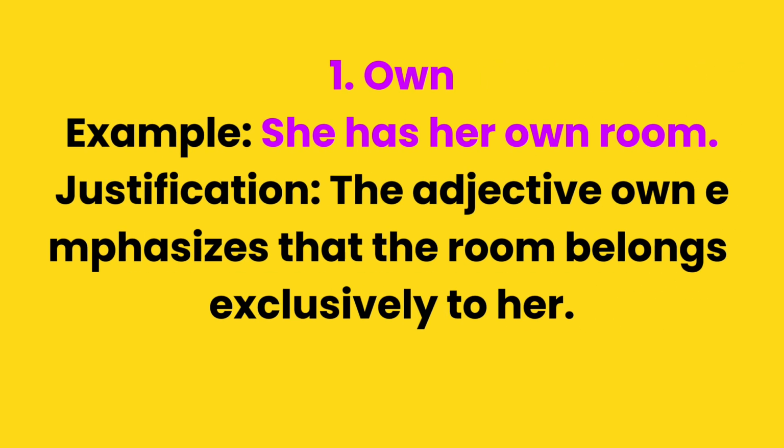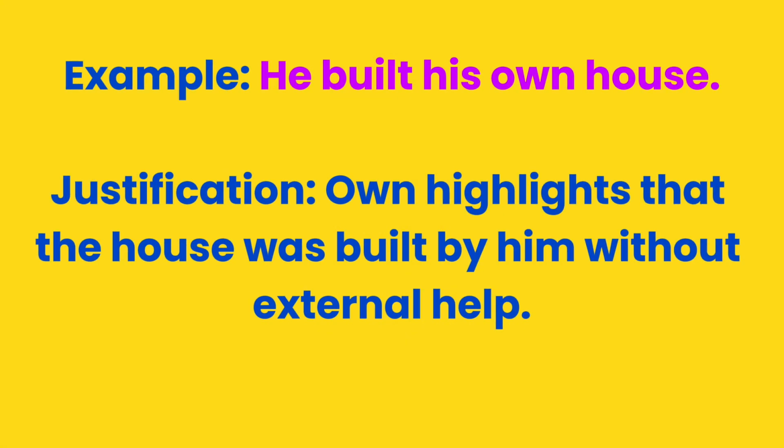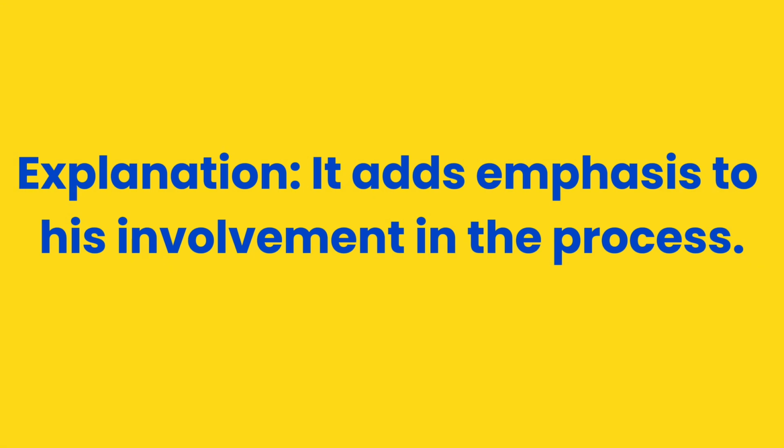Examples: justifications and explanations. 1. Own. Example: she has her own room. Justification. The adjective own emphasizes that the room belongs exclusively to her. Explanation. It stresses that the room is not shared with anyone else, reinforcing the idea of personal possession. Example: he built his own house. Justification. Own highlights that the house was built by him without external help. Explanation. It adds emphasis to his involvement in the process.